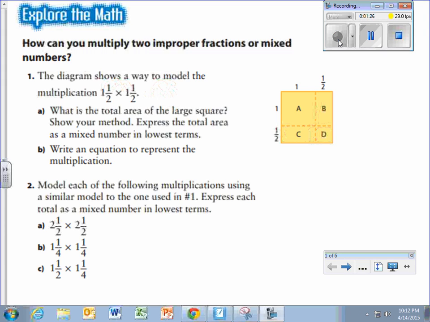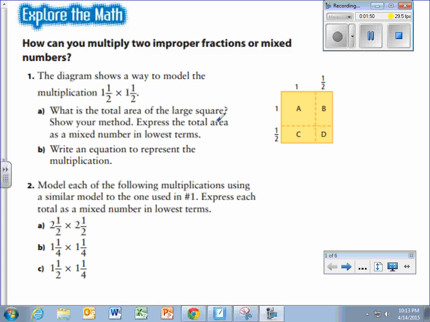So let's try the question. Let's see what 1 and 1/2 times 1 and 1/2 is. So you see this model, how it's set up. You have your 1 and 1/2 set up right here, 1 and 1/2, multiplied by 1 and 1/2. What is the total area of the large square? Show your method. Express the total area as a mixed number in lowest terms.